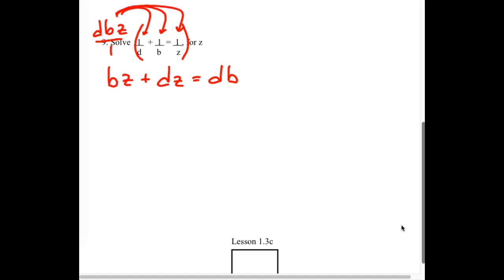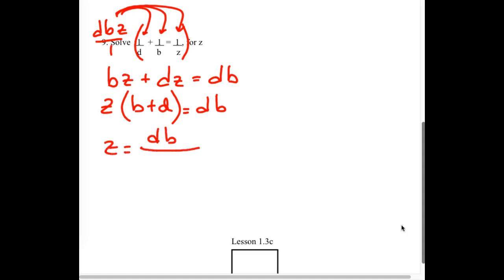Okay? Now, what variable are we solving for? Z. There's two different Z's. So I'm going to factor it out. That leaves me B plus D as the other factor. And then can I divide that whole set of parentheses to the other side? Yes? All right. So Z would equal D times B divided by B plus D.